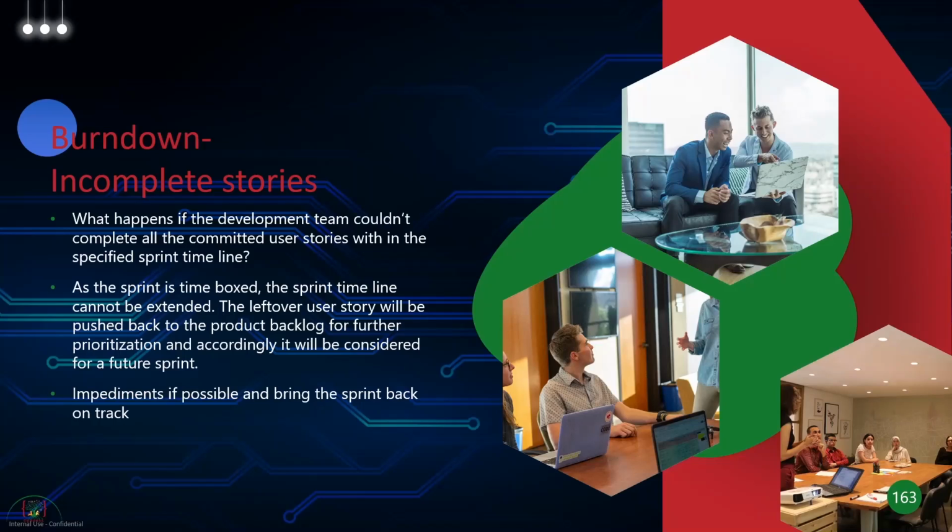You have to have incomplete stories. It's fine, as long as the product owner agrees to it, you're transparent about it, and you move it back to the product backlog, so it gets reprioritized in the future. But the best practice is do not demo it. Do not demo an incomplete story during the sprint demo.